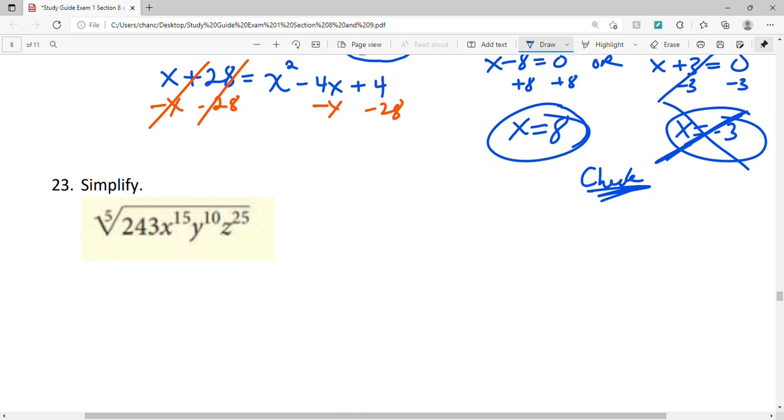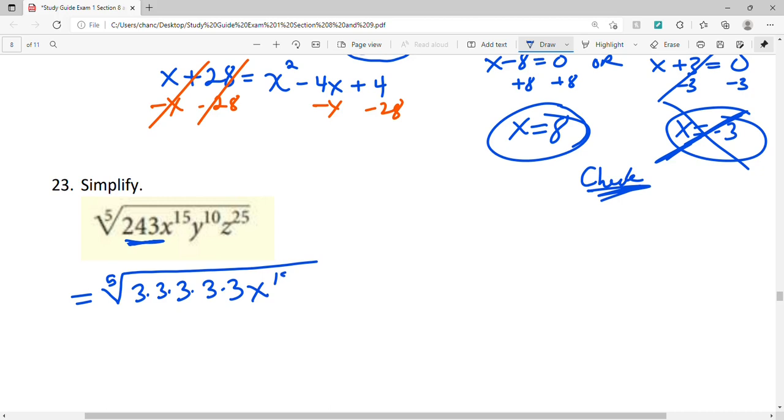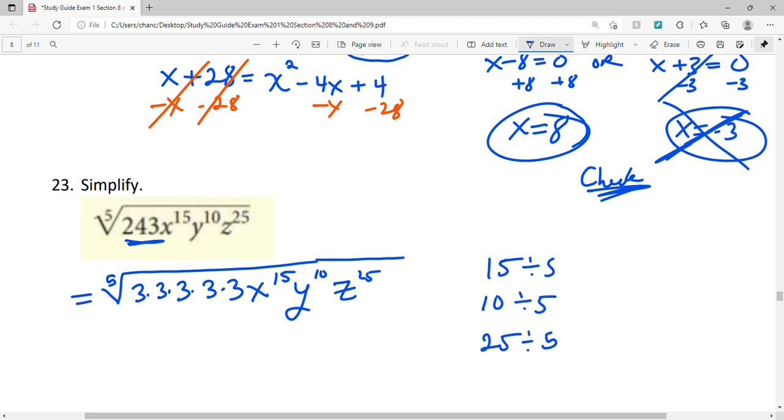In example 23, we're going to simplify each one of these. I can rewrite 243 as the product of the following: we have 3 times 3 times 3 times 3 times 3, 5 times. And so we're going to have to be looking for groups of 5 in this case. So we'll take 15 divided by 5, 10 divided by 5, and 25 divided by 5. We're using the exponents.